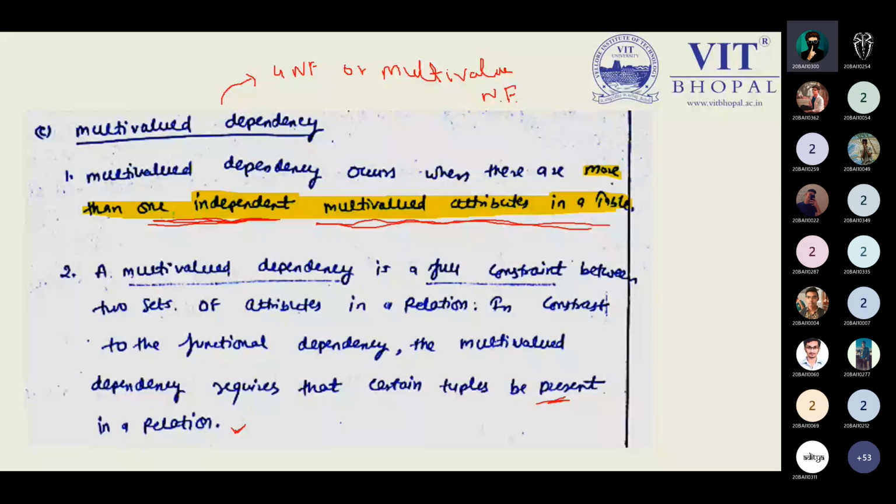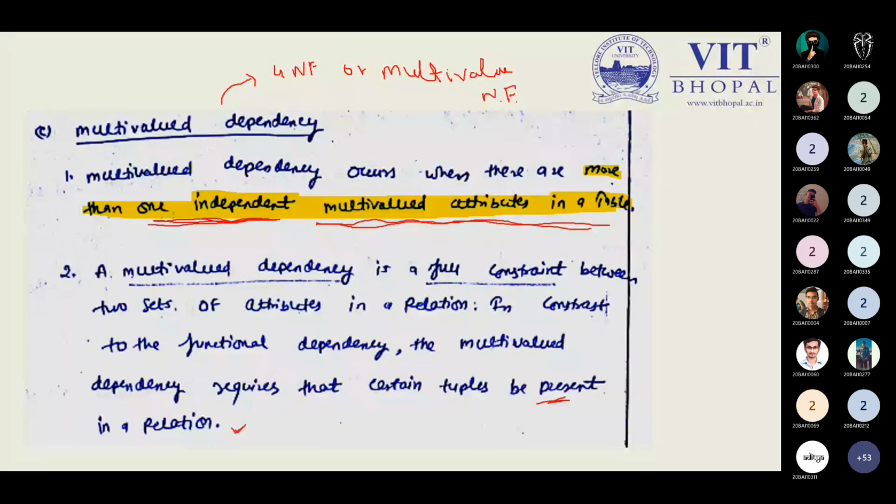Yes. So everything we have to keep in mind properly from the past lectures. So what is a multivalued attribute? We know. When we have more than one multivalued attribute, it means we are talking about such dependencies using multivalued attributes. That is known as multivalued dependencies.